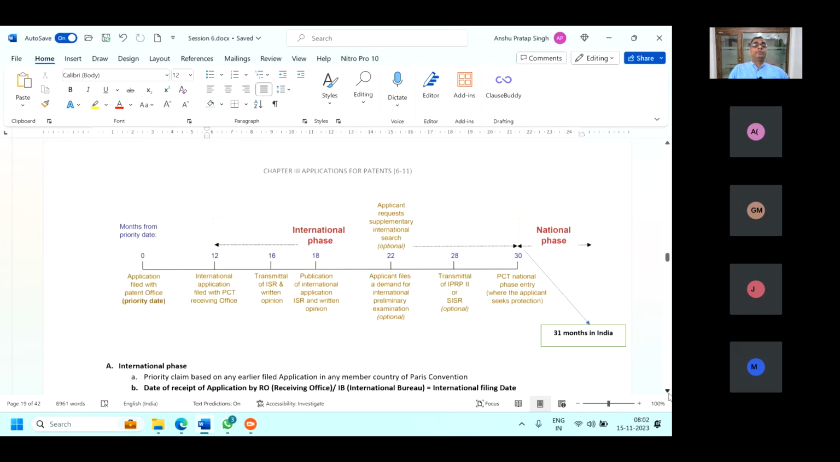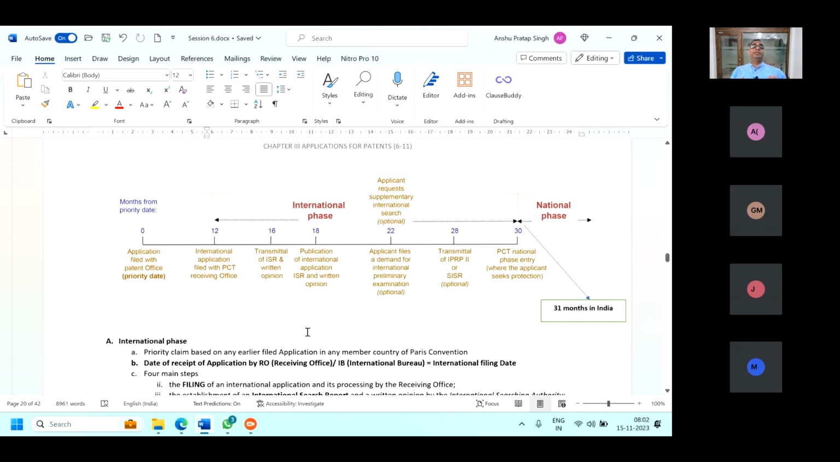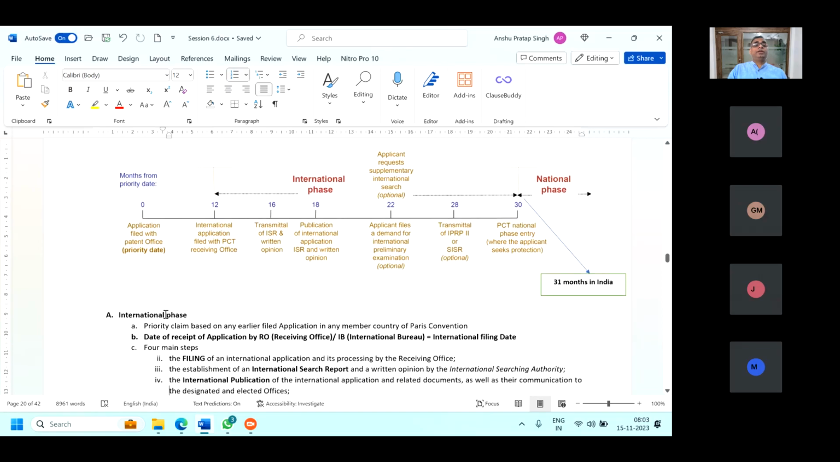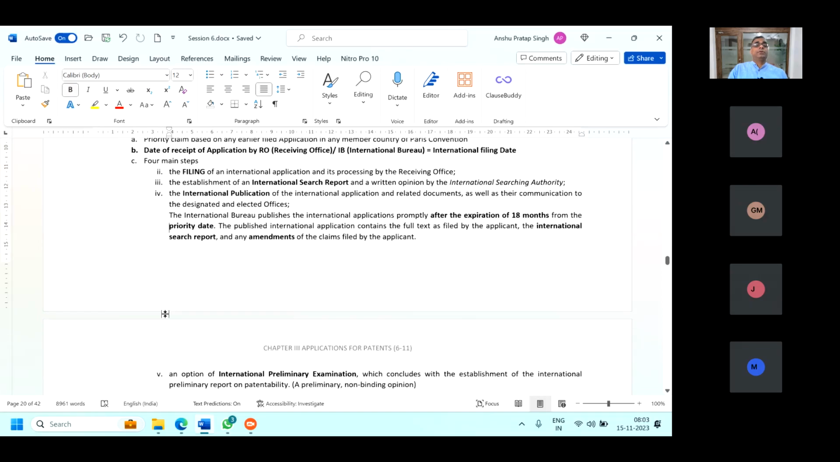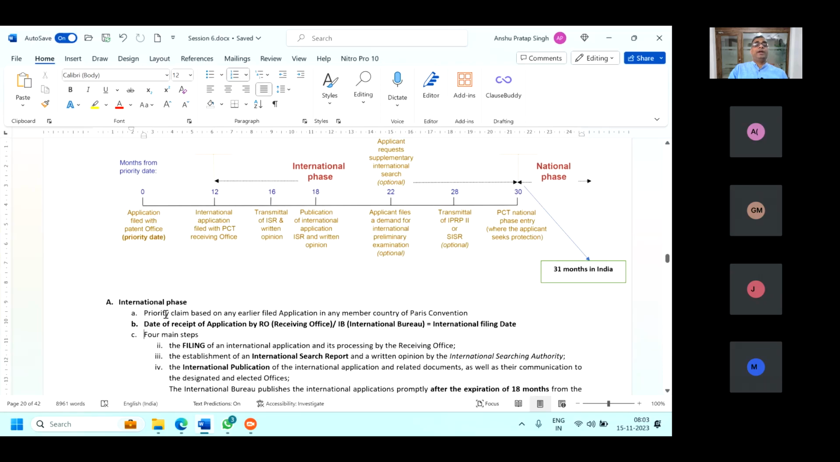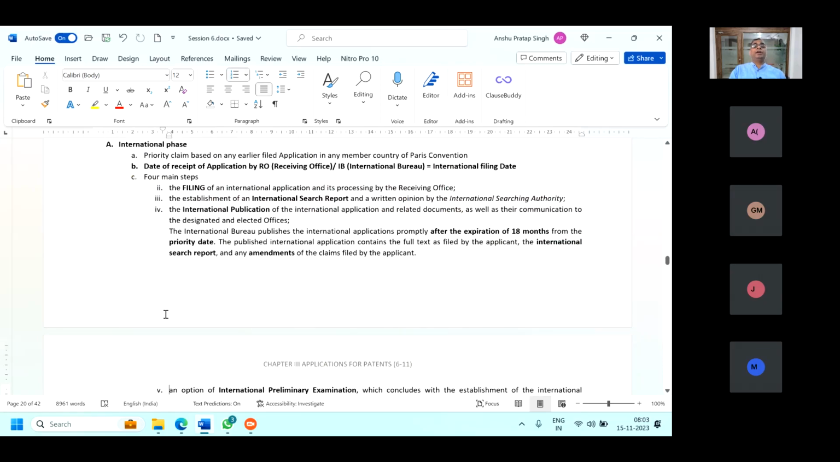Now, there come months from the priority date. This is also a timeline. It only says the international phase starts from the date of filing of the PCT application and goes to the national phase, which is 31 months in India from the date of priority. Now, the international phase. In the international phase, you can claim a priority based on any earlier filed application in any member country of the Paris Convention. This is the international phase.